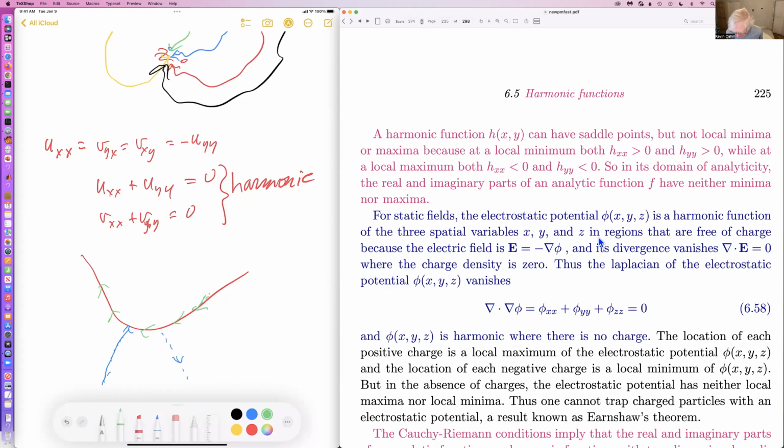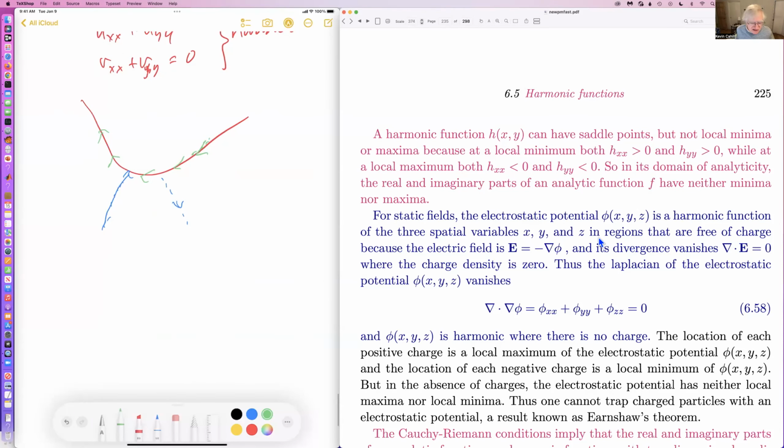You remember for static fields, the electric field is, here, let me switch maybe to black, the electric field is minus the gradient of some potential, called the scalar potential. And this is for static fields, that's always true. Gauss's law is that the divergence of E, which is minus the divergence of the gradient of phi, is equal to the charge density over the electric constant.